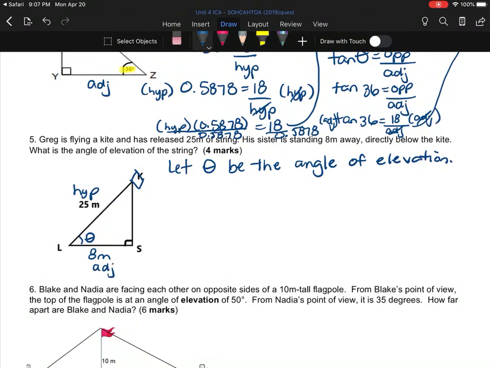We have the hypotenuse. This is adjacent to the angle. So we have, nope, we don't have opposite. We have adjacent and we have hypotenuse. So we're going to do cos.